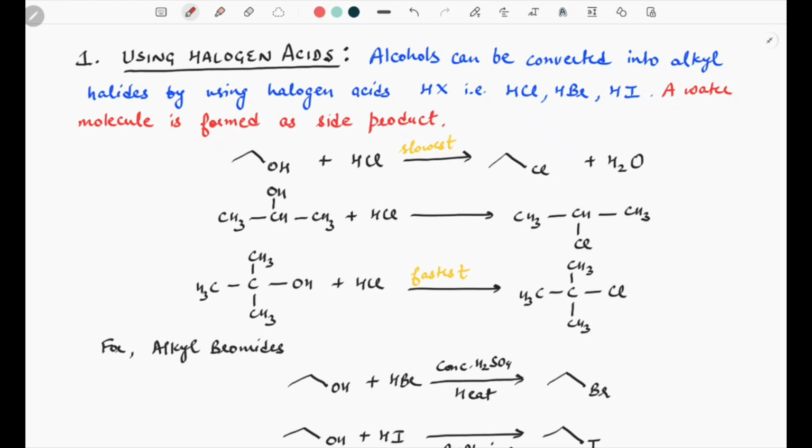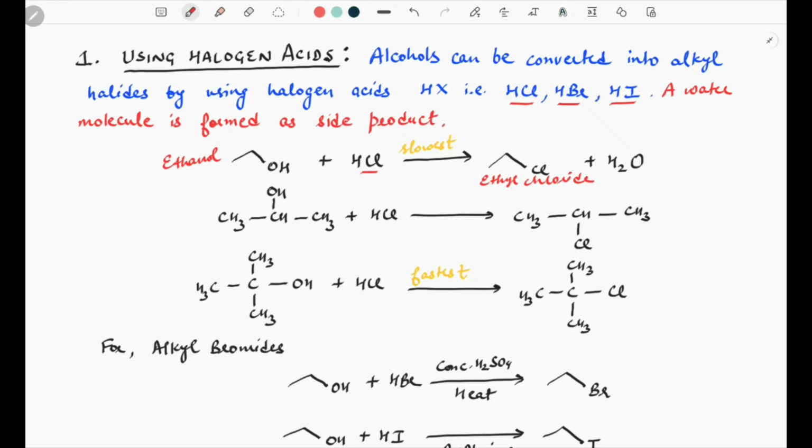Alright, alcohols can be converted into alkyl halides. The first and the very usual method is use of halogen acids such as HCl, HBr, hydrogen iodide. In this reaction, a water molecule is formed as a side product. For example, ethanol, when treated with HCl, forms ethyl chloride.